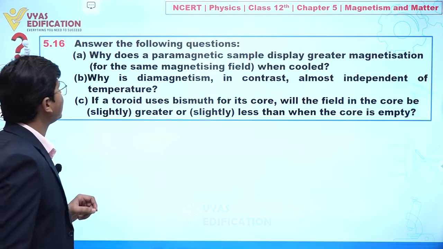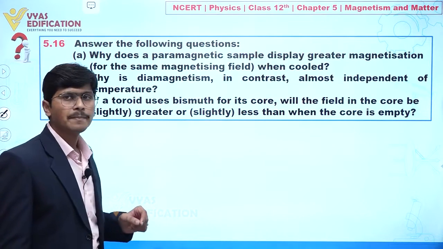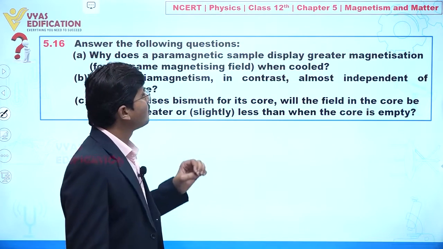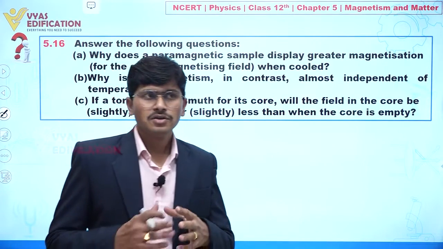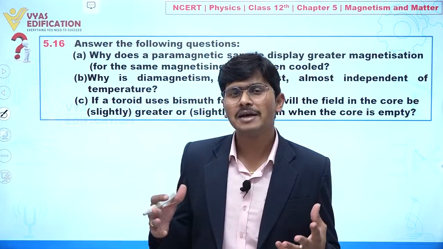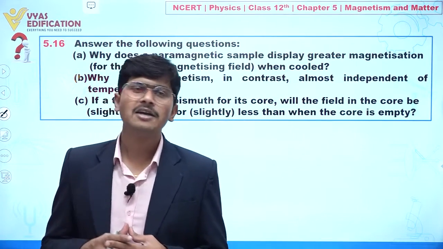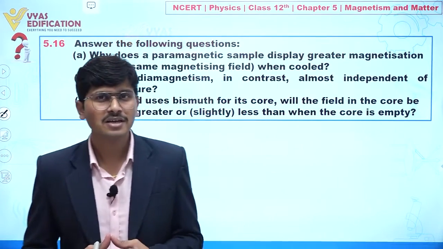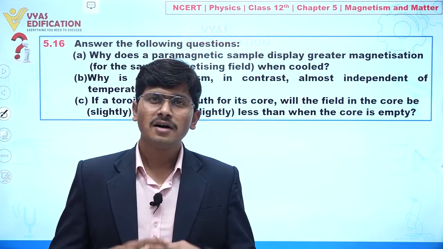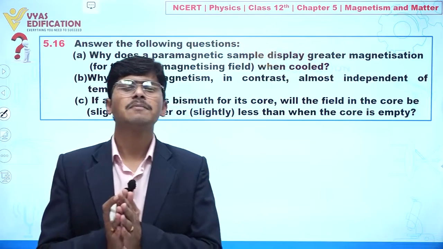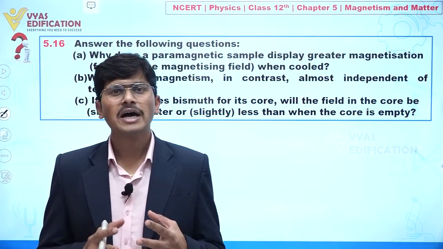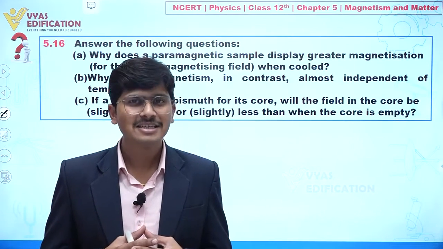In part A, it is given, why does a paramagnetic sample display greater magnetization when cooled? Clear? So let's suppose we have a paramagnetic substance, and we place that paramagnetic substance in a magnetizing field. Now we know in magnetic materials we have atomic dipoles, and those atomic dipoles are aligned in a particular direction, yes or no?